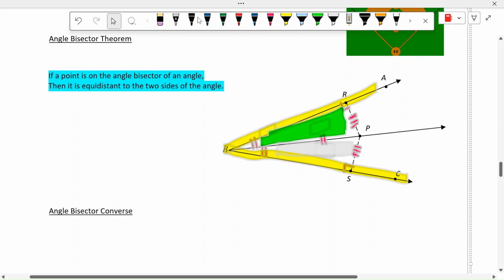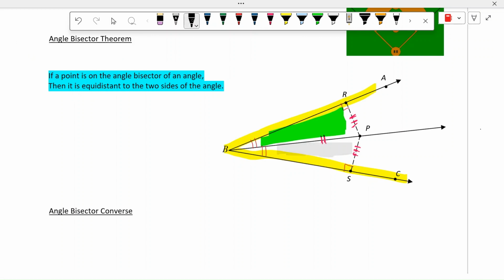So I have this point P. I could just as easily say, hey, I have a point right here. If I draw in this perpendicular distance, and if I draw in this perpendicular distance, those two perpendicular distances would have to be equal to each other because of the proof that I just did. So that's our angle bisector theorem.